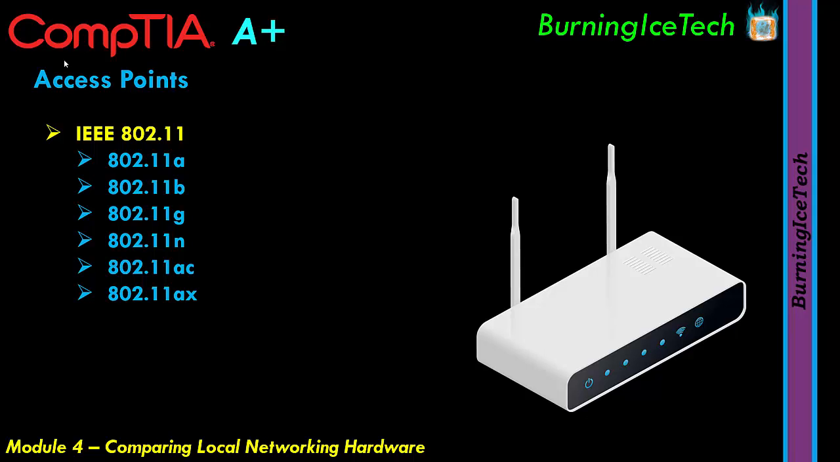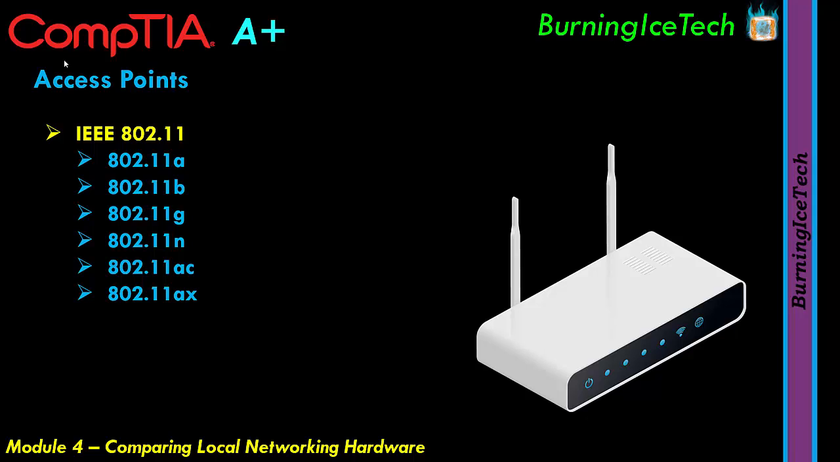If you look at these frequencies, A runs at a frequency of 5 gigahertz. The maximum speed, according to the manual, is 54 megabits per second, but in real life it's a heck of a lot more than that now. B runs at a frequency of 2.4 gigahertz. Maximum speed, according to the manual, is 11 megabits per second, but in real life it's actually more. G runs at a frequency of 2.4 gigahertz. Maximum speed of 54 megabits per second. You can see it's the same as A, it's just a different frequency.